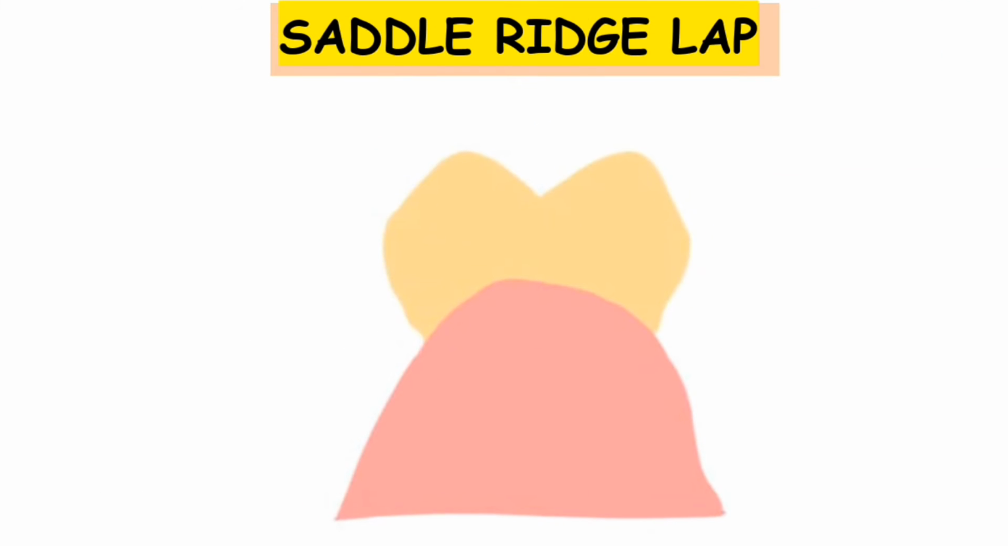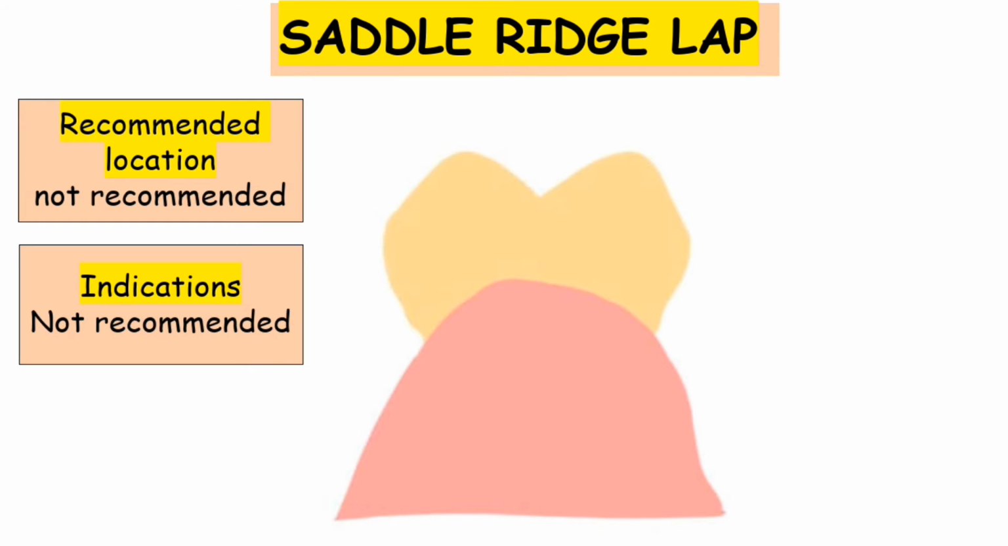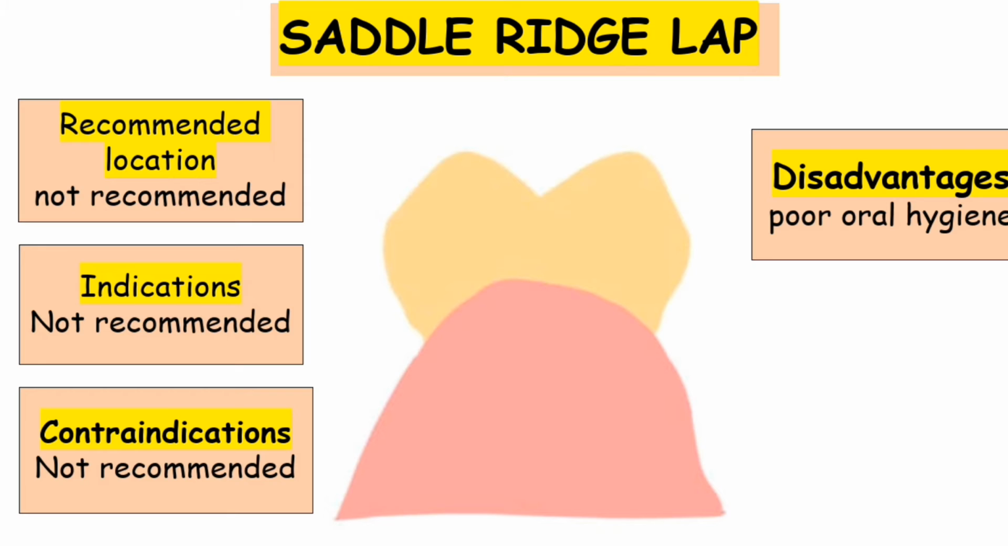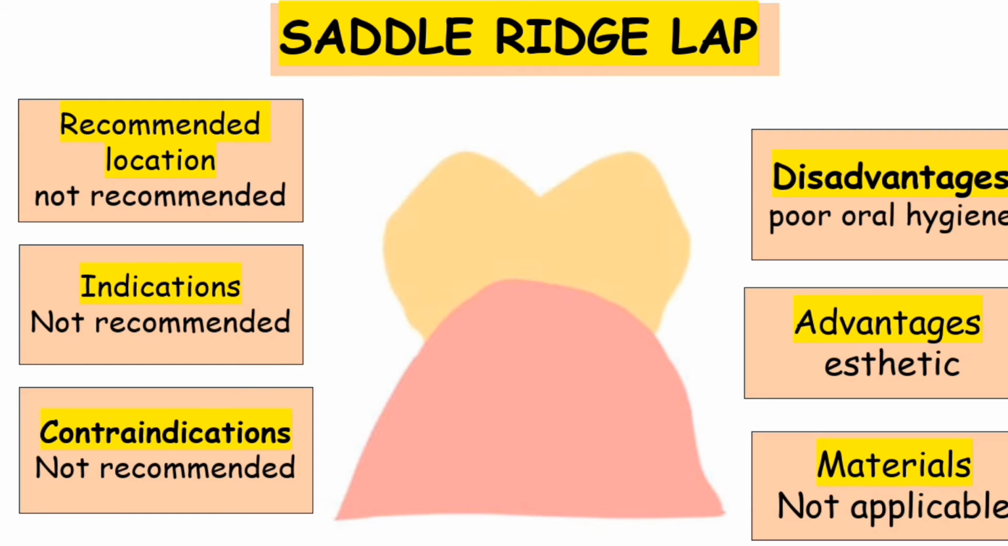The other type we will talk about is saddle ridge lap, and it is not recommended, not indicated, and it is contraindicated. Why? Because it has disadvantages like poor oral hygiene, but it has one advantage, that is aesthetics, and the material used is not applicable for this type of Pontic.